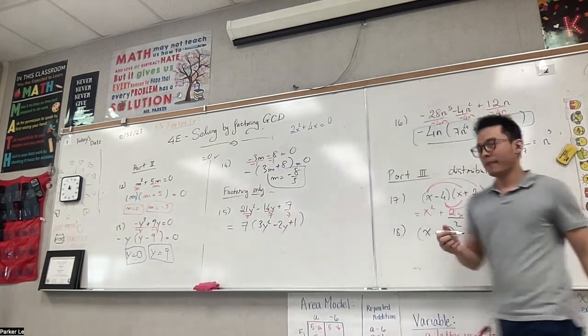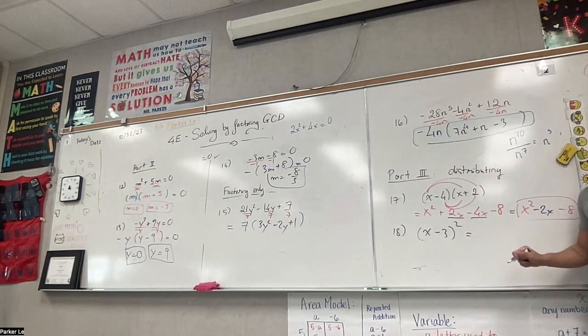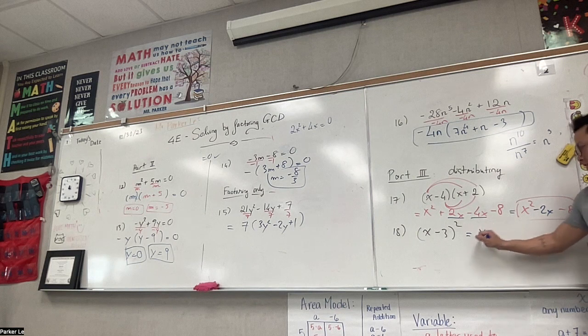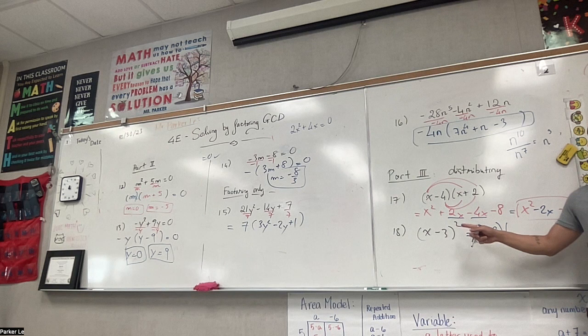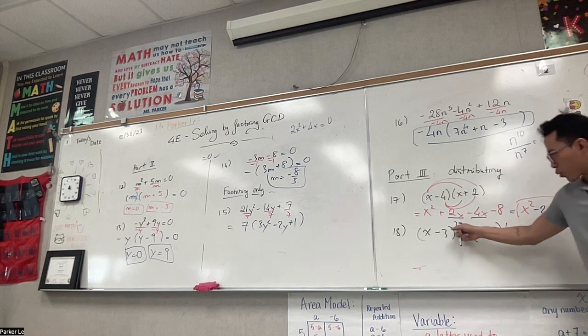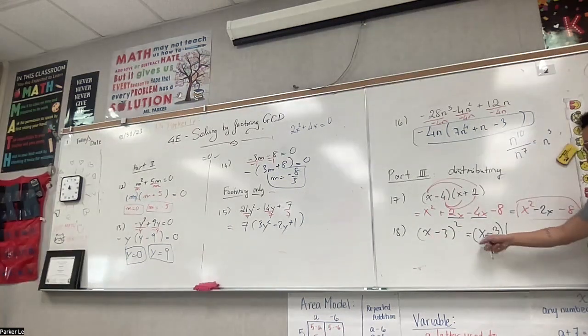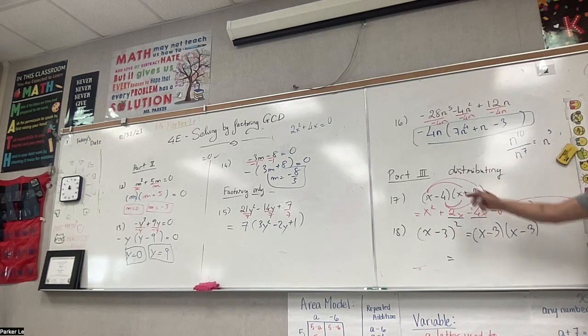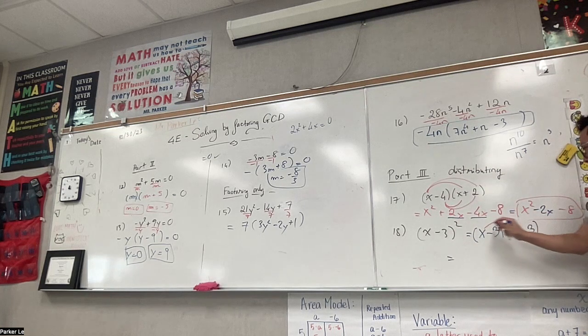All right, number 18. Very good. What does the square mean? Square means you multiply by itself, right? So the square is for x minus 3, that means x minus 3 times x minus 3. And then same thing with FOIL. Just distribute this. And the last one of the day.